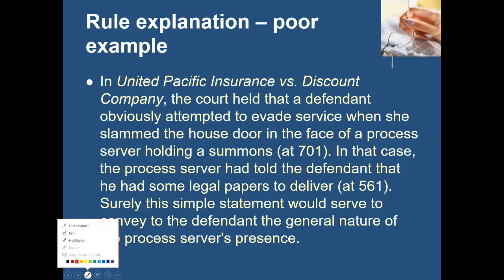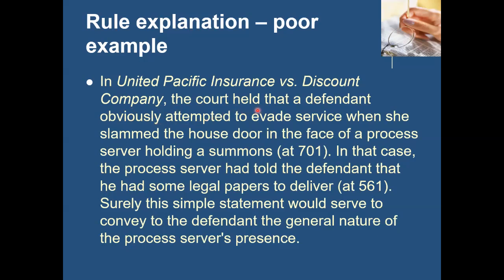The court held. Well, it doesn't make sense to jump into the holding before you have context with the facts. So it's just not helpful. So don't start with the court held this. I'm not sure about, obviously, maybe that was in the case, but it sounds like hyperbole to me.